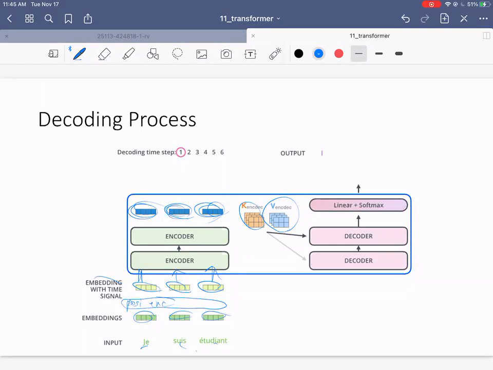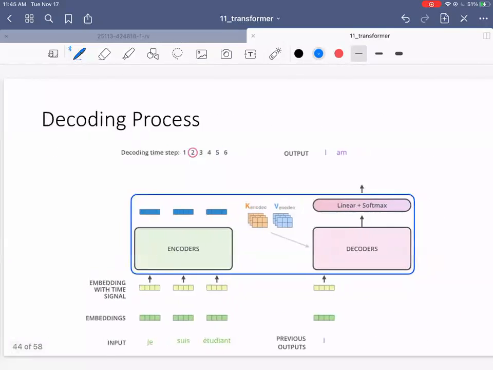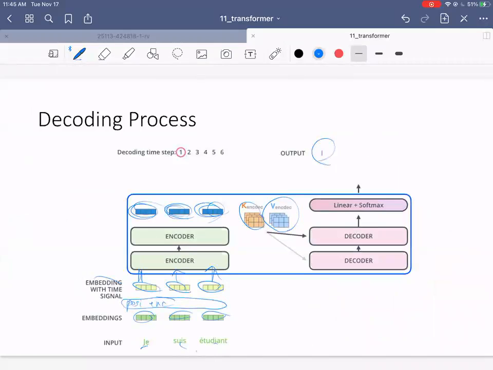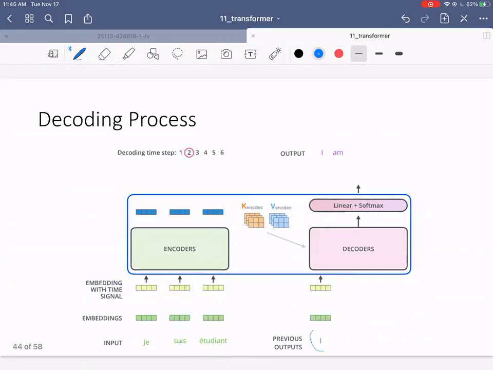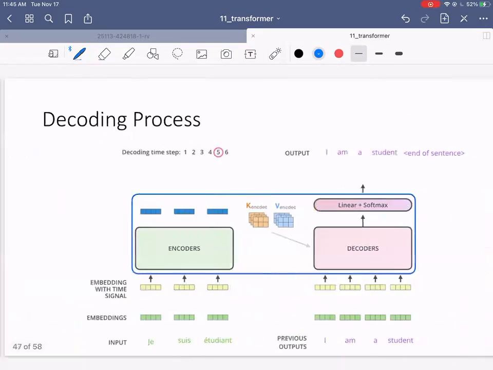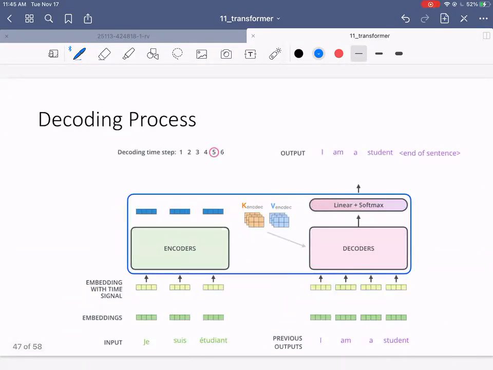So for example, in the first decoding step, you generate "I". Of course there will be a start token somewhere. You put the start token, and then you generate "I". And then in the second step, given "I", of course with the start token hidden here, you get the "am", and then you get the "a", and then you get the "student", and then you get the end of sentence. So that's the decoding step.